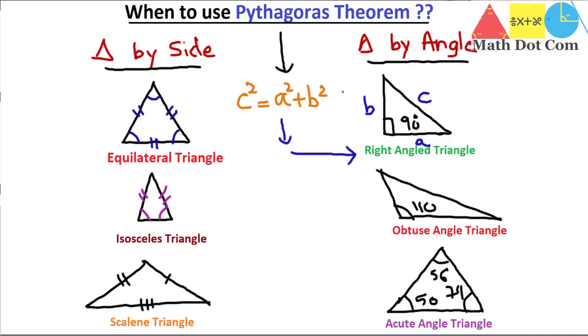So let's see in all the 6 types of triangle, for which triangle we can use the Pythagoras theorem. Let's see. Can we use the Pythagoras theorem for the equilateral triangle?